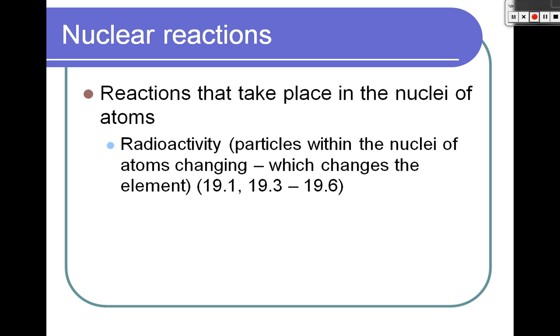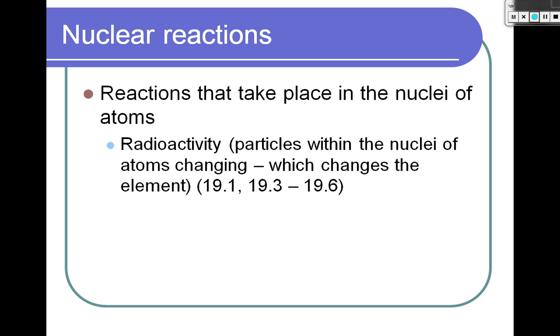So there's two different kinds of nuclear reactions, and they're spread kind of throughout your book. The first type is radioactivity, and that's particles within the nuclei of atoms changing, which then changes the element. So we talked about how, if you change the number of protons, you would get a new element, and people always say, well, can you actually change the number of protons? And yes, you can, especially if the element is radioactive, and in fact, the element will do that itself. It will change its number of protons if it's radioactive, and we'll talk a little bit about what it means to be radioactive and why elements might do that.